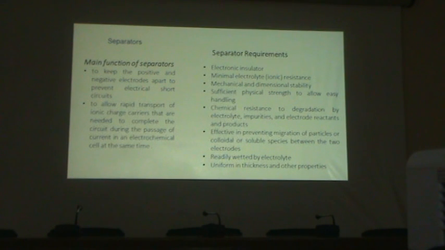So the main function is to keep the positive and negative electrodes apart to prevent electrical short circuits and allow rapid transport of ions. That's the main idea. Requirements: electronic insulator, very clear. Minimum electrode resistance, ions should pass through. Mechanical and dimensional stability. And readily wetted by electrolyte. That is a very important point.